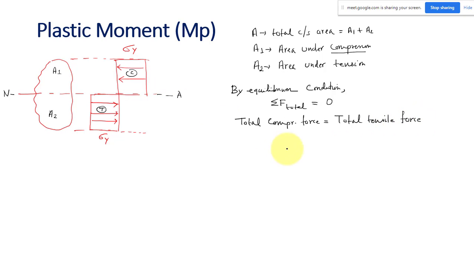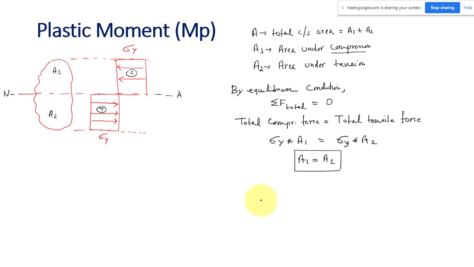So what is total compressive force? Sigma y multiplied with A1, which is equal to total tensile force, sigma y into A2. So from here you can say that sigma y is the same, so A1 will be equal to A2. Okay. So that means this is the condition. By using this condition we can locate the neutral axis in the plastic state.